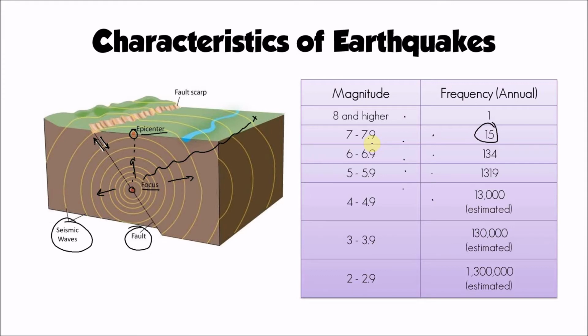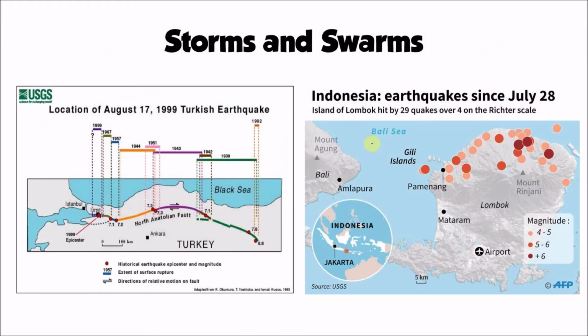So there's that common relationship between magnitude and frequency, that larger magnitude events tend to occur less often. Two other characteristics that it's worth being aware of associated with seismic activity are the difference between earthquake storms and earthquake swarms. The picture on the left gives you an example of an earthquake storm. This is where earthquake activity moves along a fault line over a series of years.